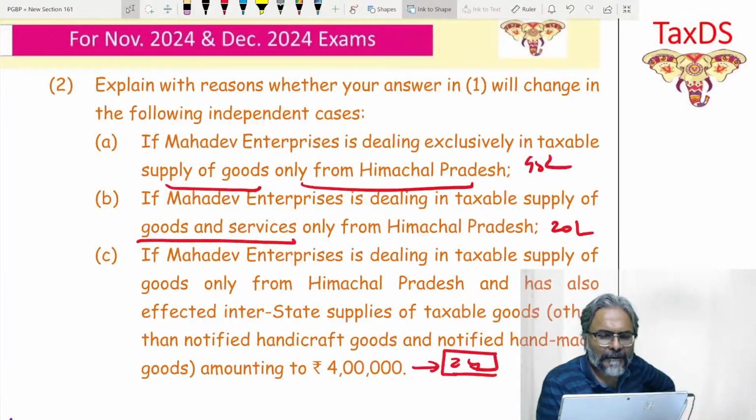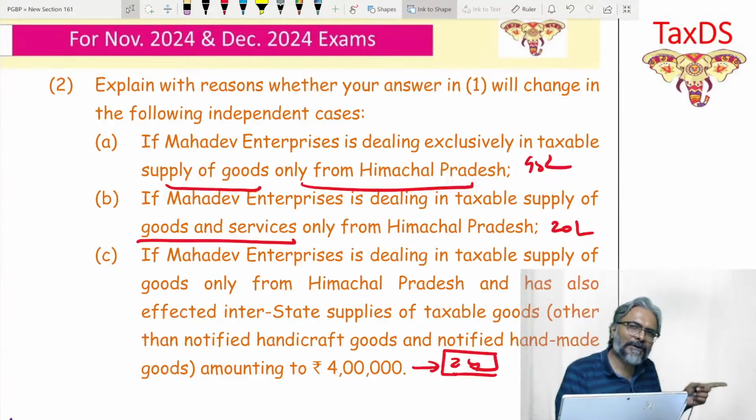If Mahadev Enterprise is dealing exclusively in taxable supply of goods only from Himachal Pradesh, then students, that too taxable goods, then notification number 10/2019 is going to be made applicable. And in which case, what will happen, students? In which case, the higher limit of rupees 40 lakhs would be the threshold which will make them liable for registration.